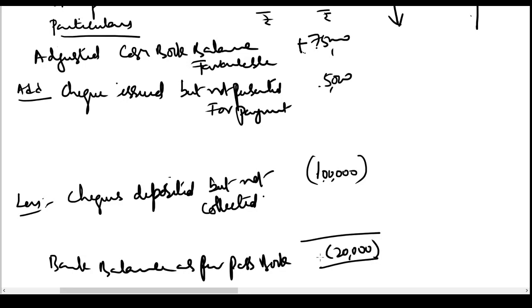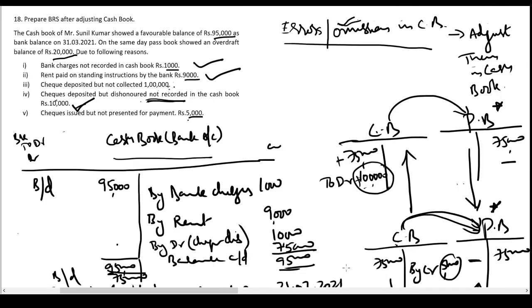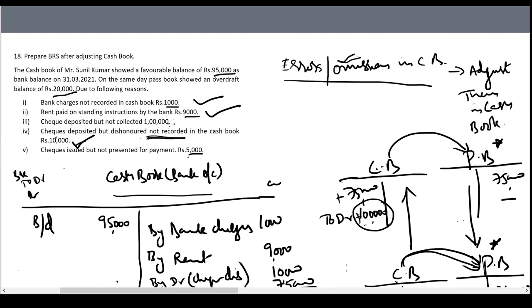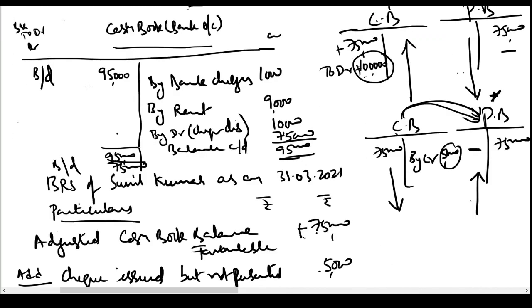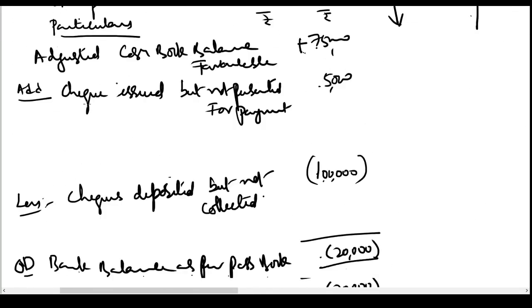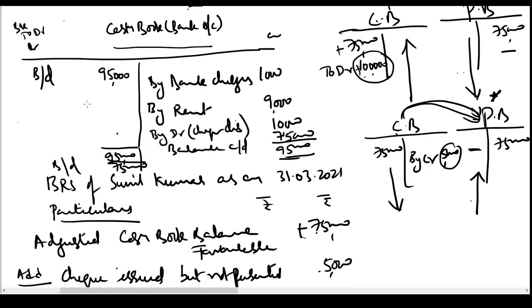Now what does that mean? That means that the answer is opposite to favorable. Opposite to favorable is nothing but overdraft. So we will call it overdraft bank balance as per passbook, rupees 20,000. So if you see the problem, you can see that on that day the passbook showed an overdraft balance of 20,000. So we have been able to reconcile the balance here. So I hope you are able to understand.